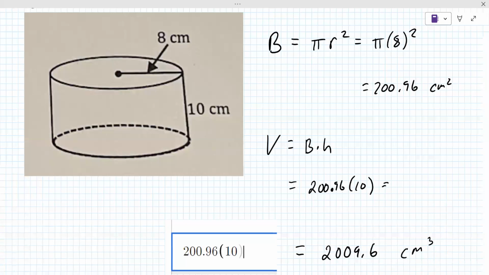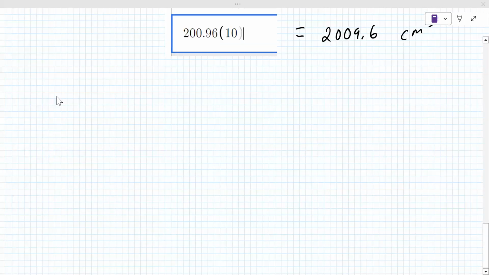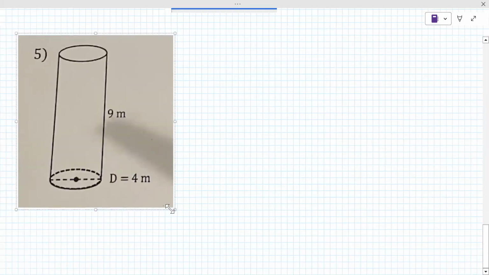Then we're going to look at another problem here. We're going to go back to 5. 5 is a more difficult one. Let's take a look here. Okay, 5. The volume of a cylinder starts at the base. The base is pi r squared. Are they giving you the radius down here in the bottom? No, the diameter.